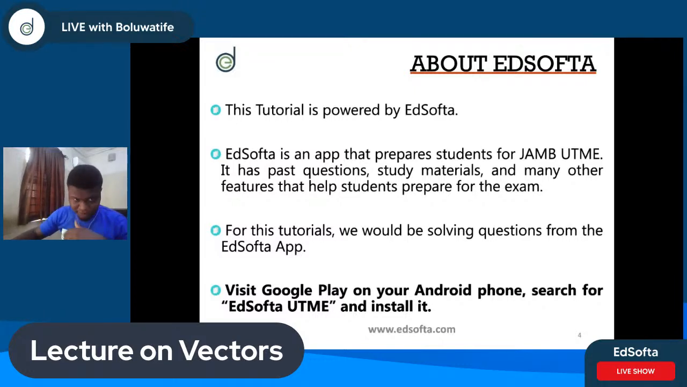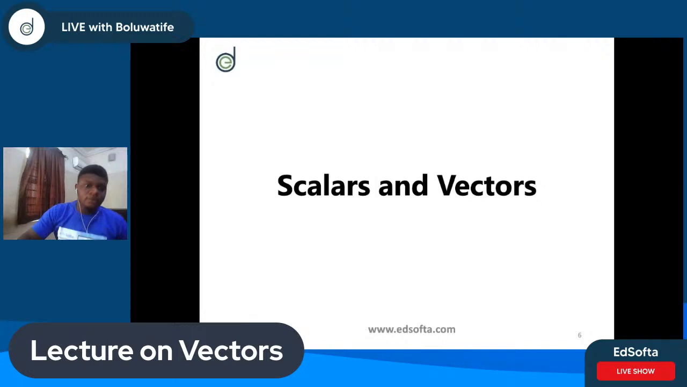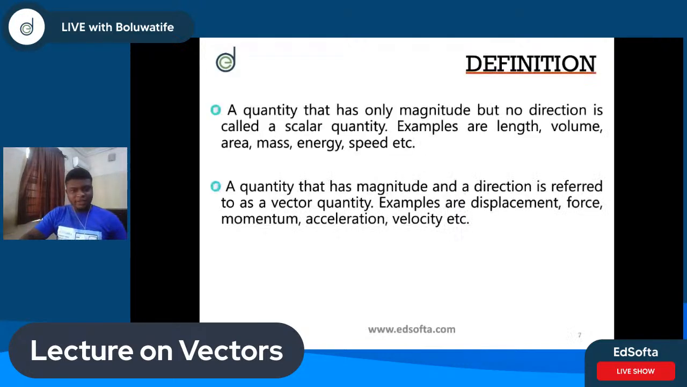Having said that, as I said earlier, we will take lectures, solve questions from the EdSofta app, and then take questions from you. Now, scalars and vectors. The first thing we need to talk about is the definition. What is a scalar quantity and what is a vector quantity?